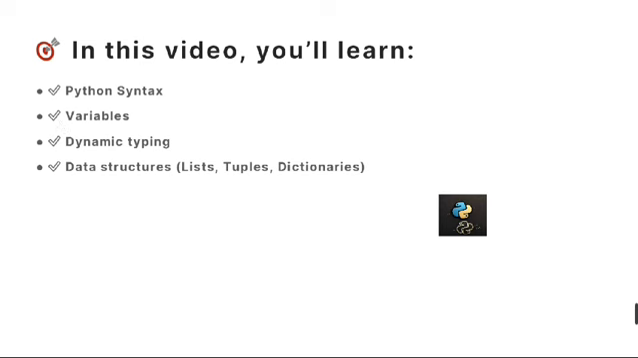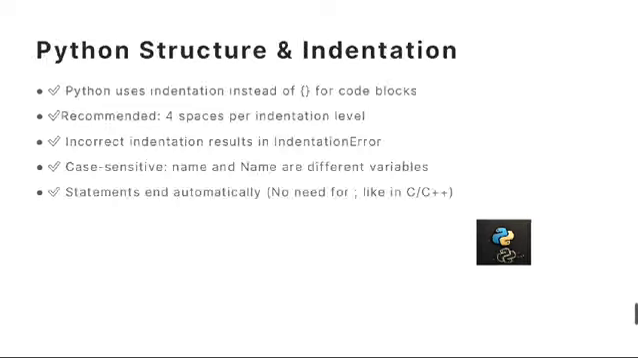In this video, you will learn what is the Python syntax and how to define the variables in Python, what is dynamic typing, and what are the built-in data structures in Python. We will discuss how Python is different from other programming languages. The main difference is that Python uses indentation instead of curly braces for differentiating the code blocks. If there is any incorrect indentation, that results in an indentation error. So while writing code in Python, we have to be more specific on the indentation part.